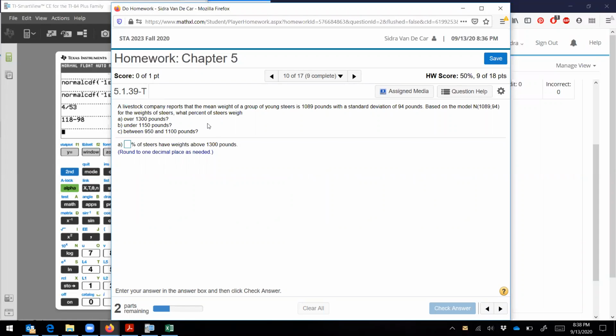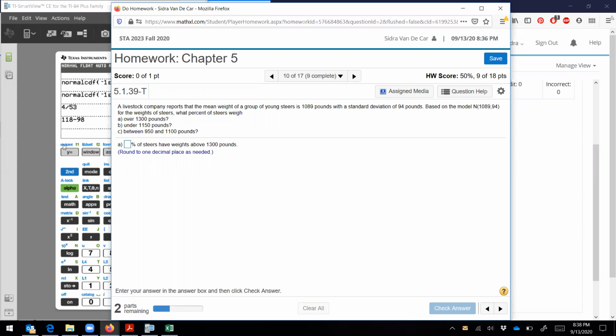All right, a livestock company reports that the mean weight of a group of young steers is 1,089 pounds with a standard deviation of 94 pounds. Based on that model, the normal model with mean of 1089 and standard deviation of 94, what percent of steers weigh over 1,300 pounds?